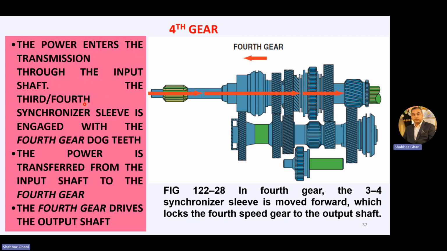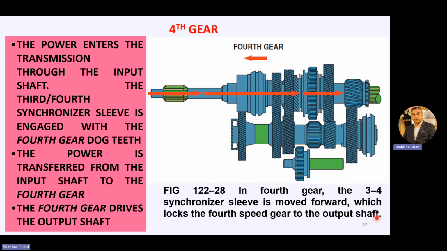The third and fourth synchronizer sleeve is engaged with the fourth gear dog teeth. The power is transferred from the input shaft to the fourth gear. The fourth gear drives the output shaft. In fourth gear, the third fourth synchronizer sleeve is moved forward, which locks the fourth speed gear to the output shaft.